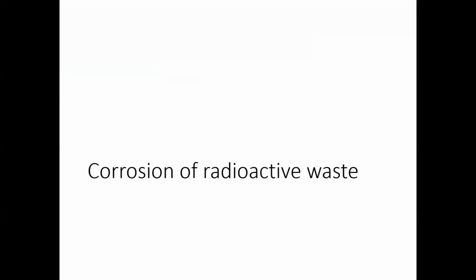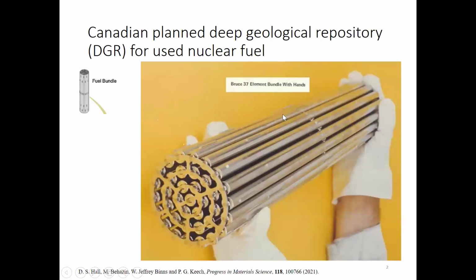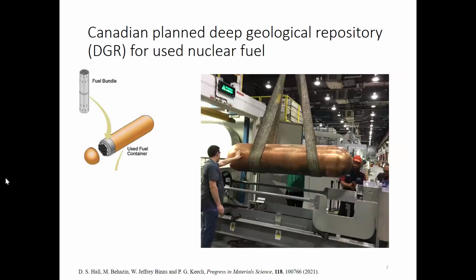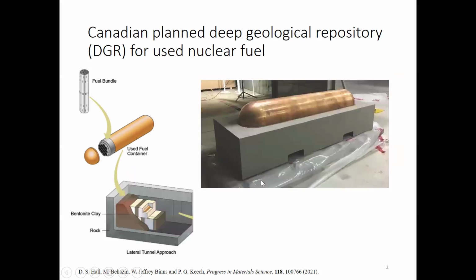So let's talk about corrosion. That's all fine. We've gone through the basics of what the deal is with the DGR, at least in the Canadian context. When it comes to corrosion, this is really where the rubber hits the road. I'll just give a brief overview again. There are five barriers. You have the fuel bundle itself and the fuel within it, the actual fuel pellets. Those would be one and two. Three is going to be your used fuel container, the copper over the carbon steel, with primarily the copper acting as the corrosion barrier.